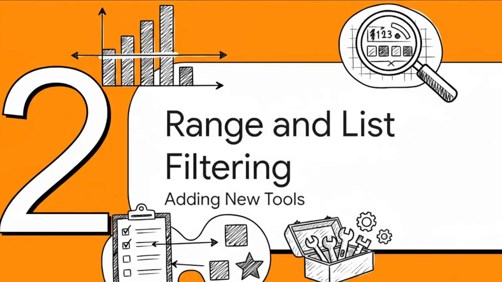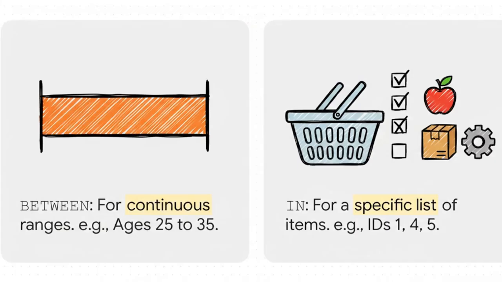All right, so we've mastered the searchlight. Now let's add a couple more specialized tools to our toolkit. These are what you'll use when you're not really looking for a text pattern, but for data that falls within a certain range or belongs to a specific list. The two operators we're looking at are BETWEEN and IN. The difference is really simple, but it's important. You use BETWEEN when you're looking for anything in a continuous range. Think ages 25 to 35. You use IN when you have a specific shopping list of items you want to grab, like I only want IDs 1, 4, and 7.